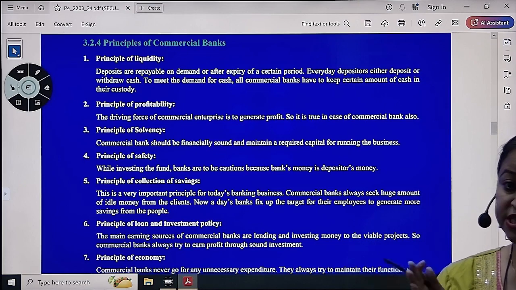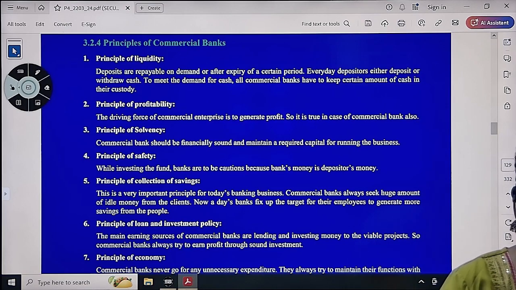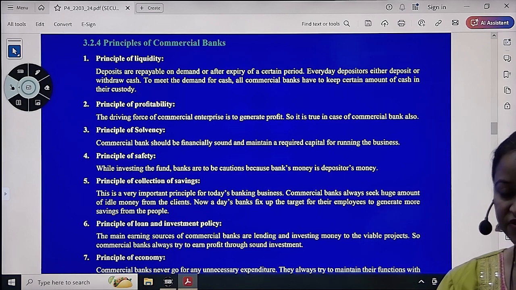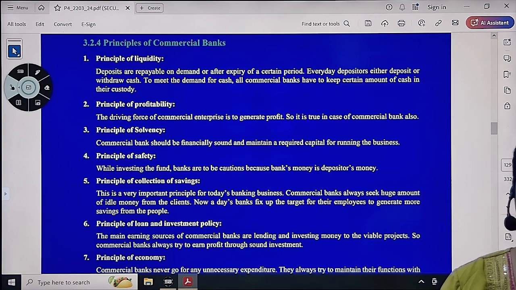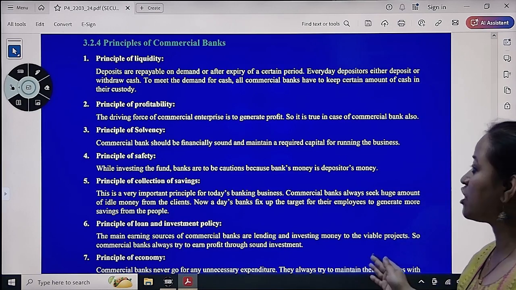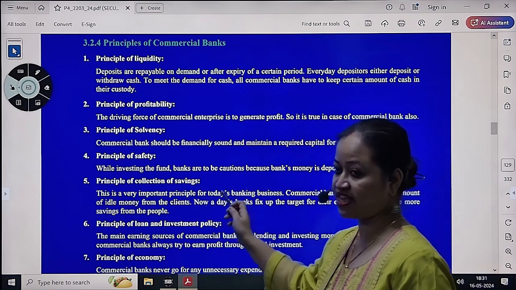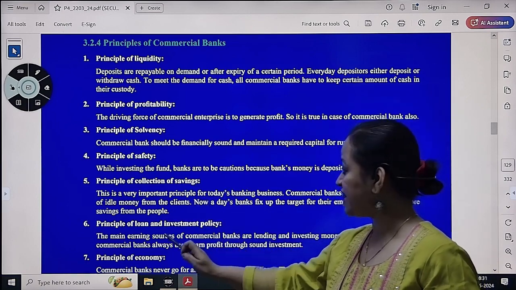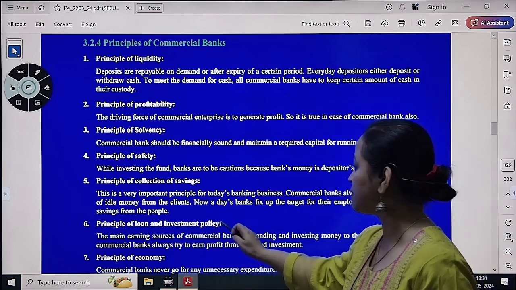ठीक है, so those employees will approach the people that you open account in our bank and deposit your money. Whatever you want to save, save your money into our bank. Right? So that way the bank will run. So that is this principle all about. Principle of collection of savings. Clear? Now next is principle of loan and investment policy.